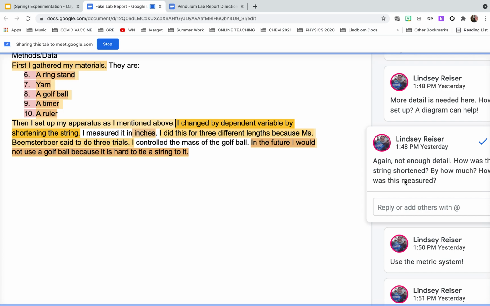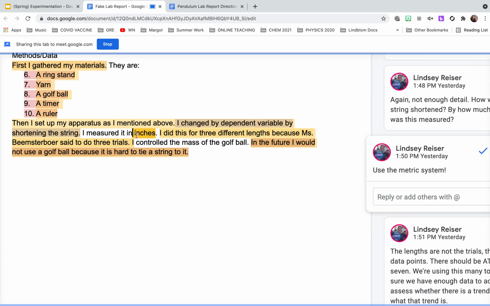And the way you want to think about this is, if someone is trying to replicate what you did, what would you need to explain to them so they could step by step replicate what you did, okay? And also, how was it measured? Like how did you do all that?